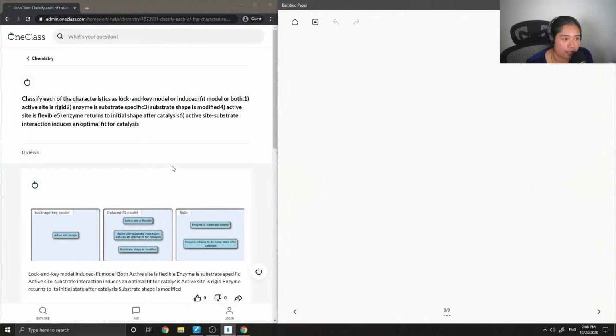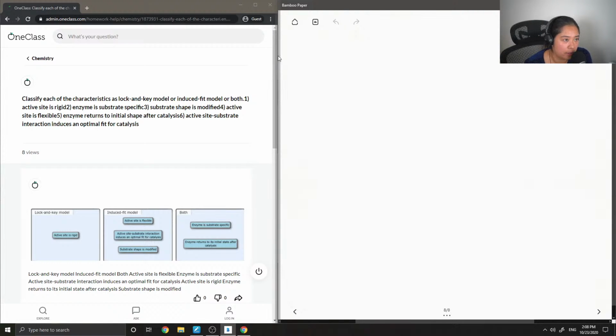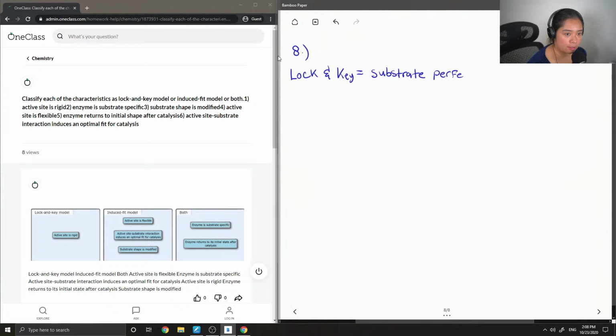Okay, so first I'm just going to give a definition of both models. So for the lock and key, this is when your substrate perfectly fits your enzyme.